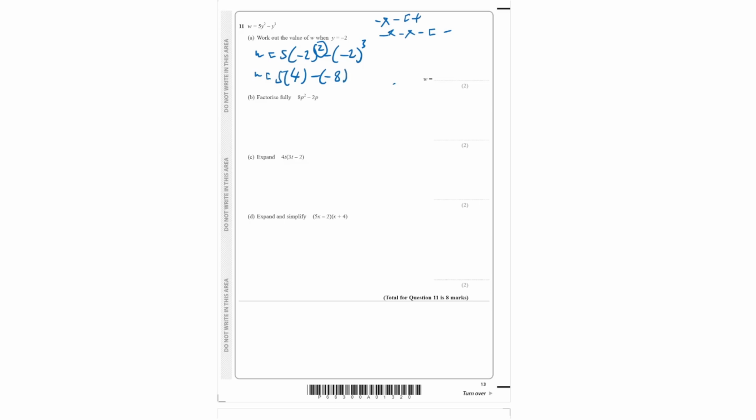Now we close the bracket, and we can calculate. W is equal to 5 times 4, so that's 20, minus a negative. So when you minus a negative, you simply add. So that means W is equal to 20 plus 8, which is 28.